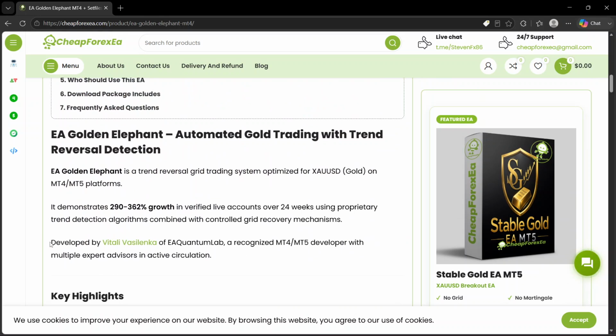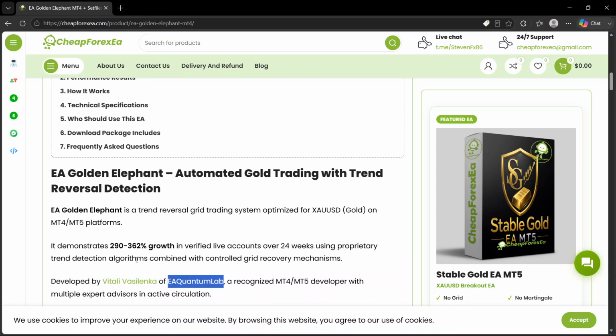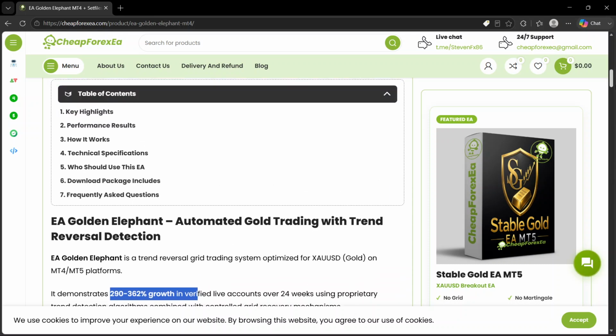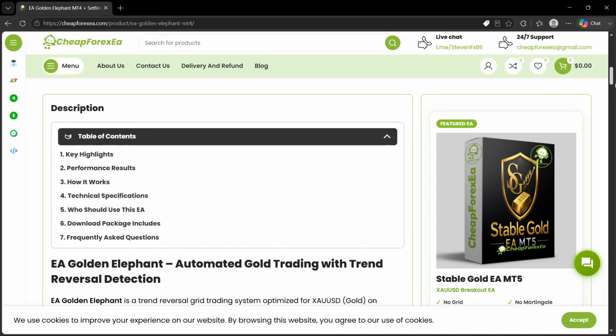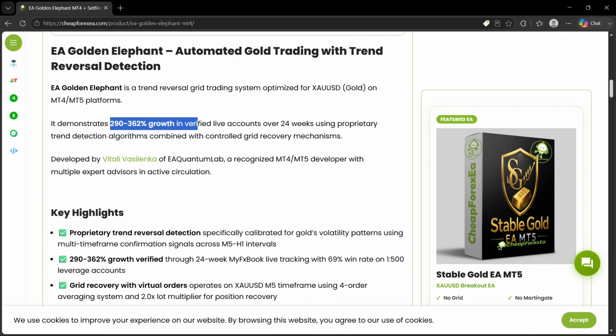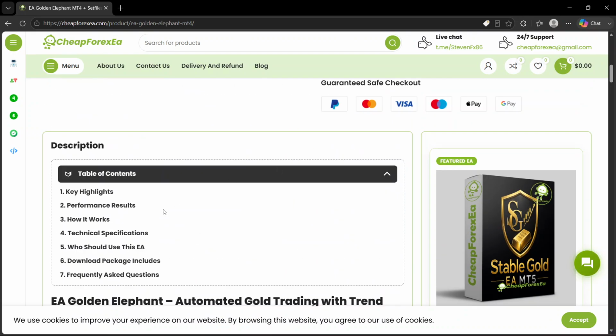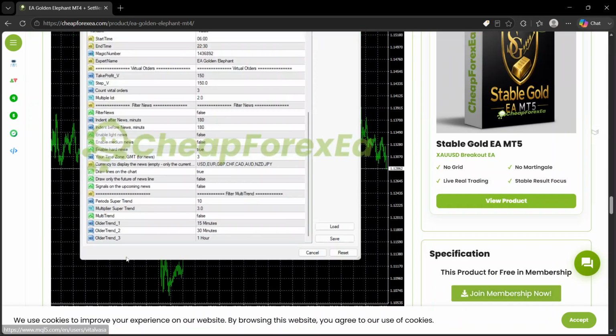And we can see the developer here, Vitaly Vasilenka of EA Quantum Lab. We have a video on that. Now, like I said before, they said it has 290 to 362% growth in verified live accounts over 24 weeks using their proprietary trend detection algorithms combined with controlled grid recovery in one package or system. And that is it for this EA.